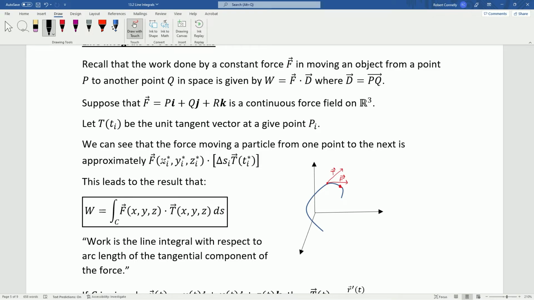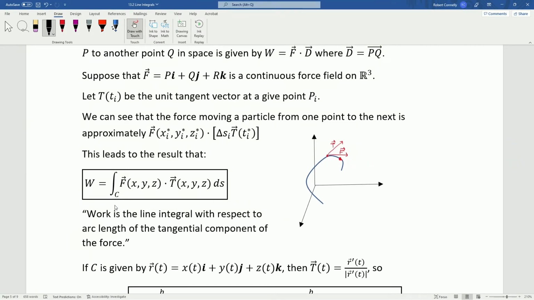So then, what does that tell us? Well, if we take a sum of the force dotted with each one of these components here, then that Riemann sum is going to lead us to an integral definition in the usual way, so that we get that work is the integral of F dotted with this unit tangent vector times ds. So work is the line integral with respect to arc length of the tangential component of the force.